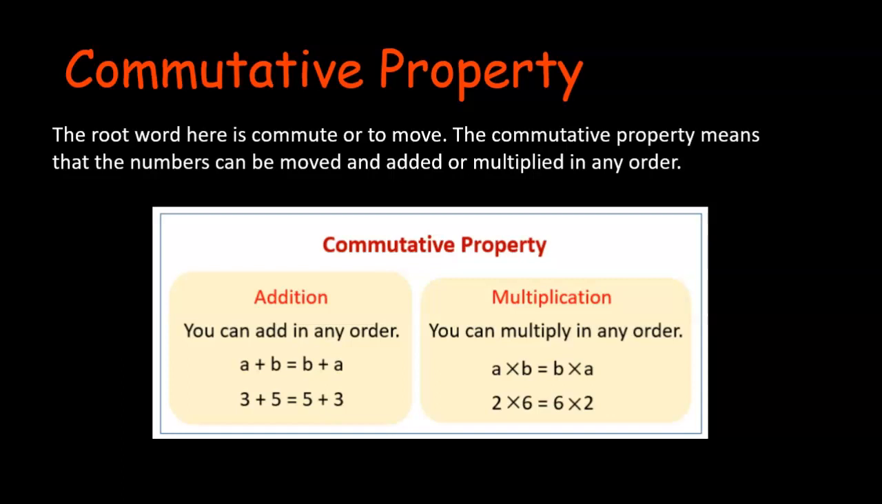We're going to start with the commutative property of multiplication and addition. The root word here is commute. Okay, commute, right here. Or to move. The commutative property means that the numbers can be moved and added or multiplied in any order.